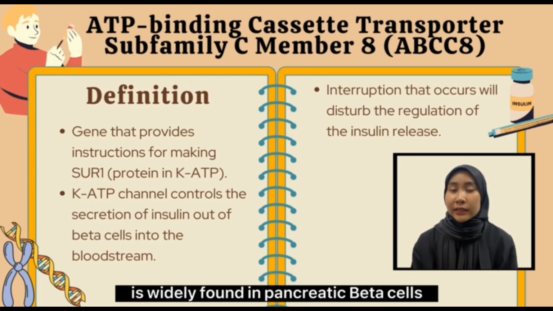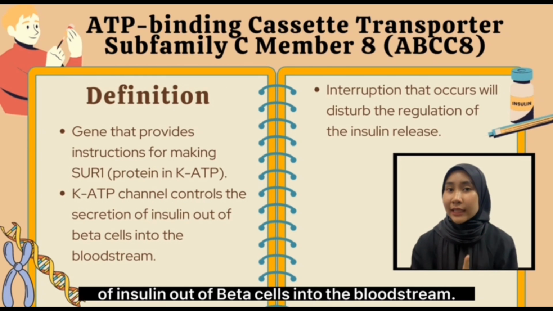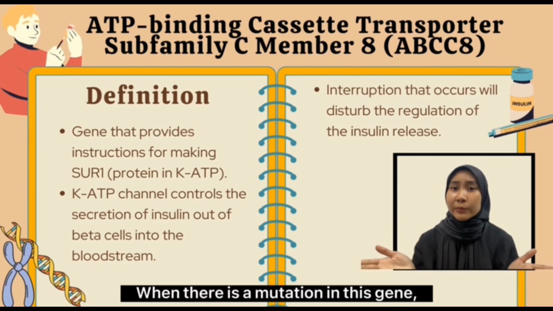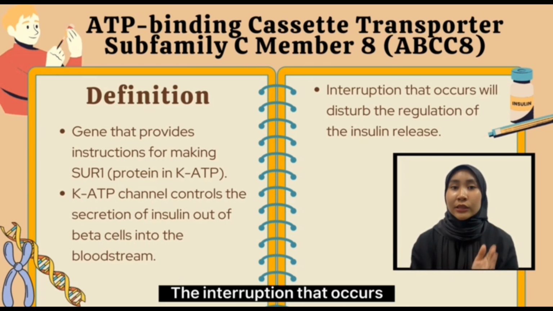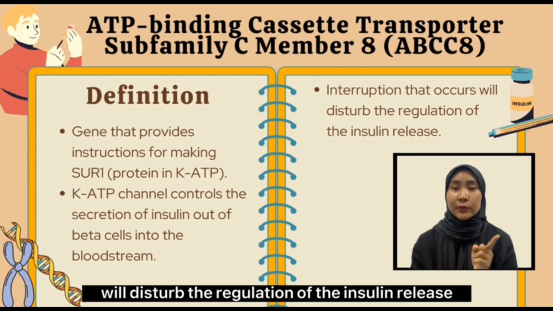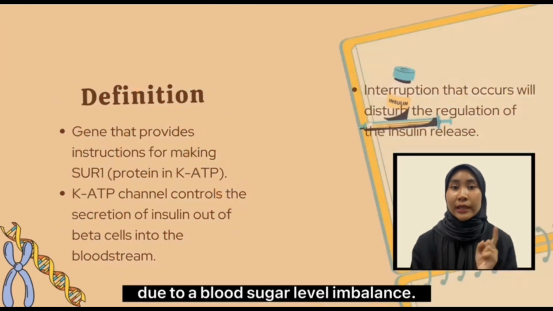The KATP channel is widely found in pancreatic beta cells and it controls the secretion of insulin out of beta cells into the bloodstream. When there is a mutation in this gene, it will disturb the opening and closing of this channel. The interruption that occurs will disturb the regulation of insulin release, and this could lead to T2DM due to a blood sugar level imbalance.